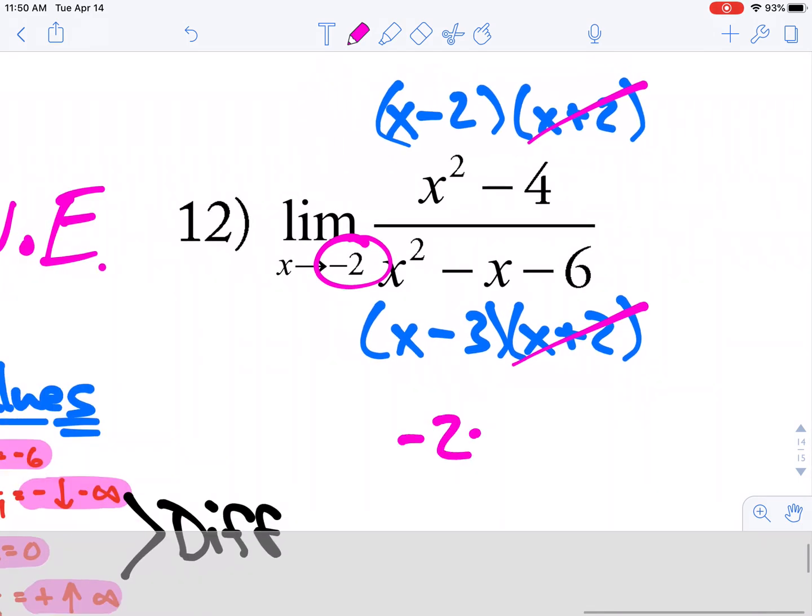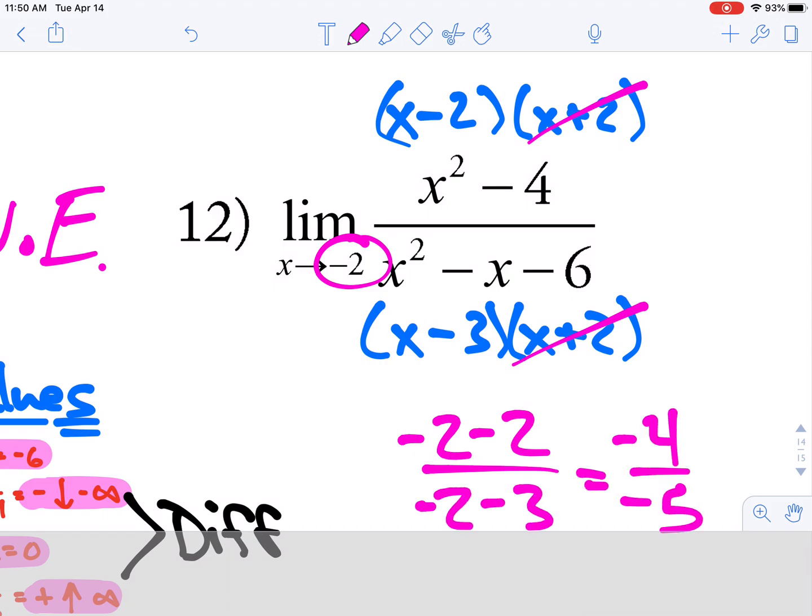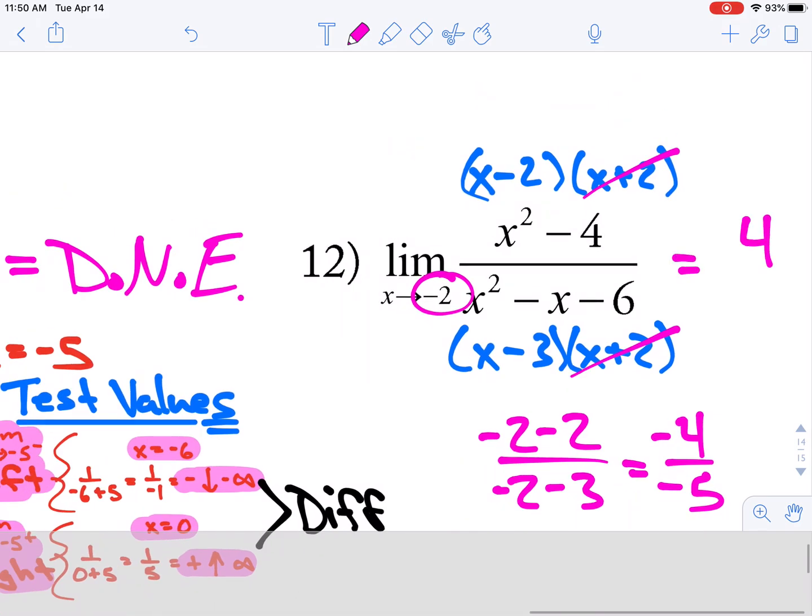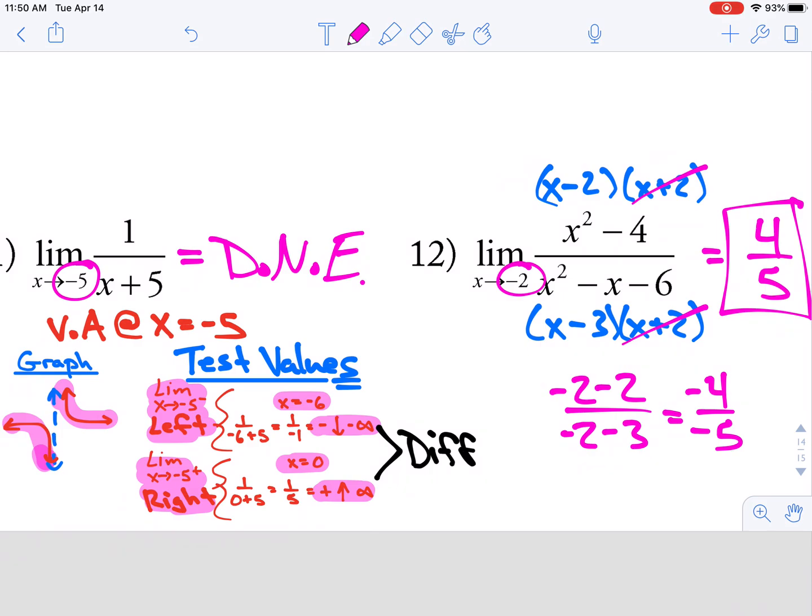So if we plug in now -2, we get -4 over -5, and that's a value. So we actually get our answer right there to be +4 over 5. Remember, the only problem is if you can't plug that value in, then it becomes undefined, and that's when you have an issue. If you can plug it in, plug it in.